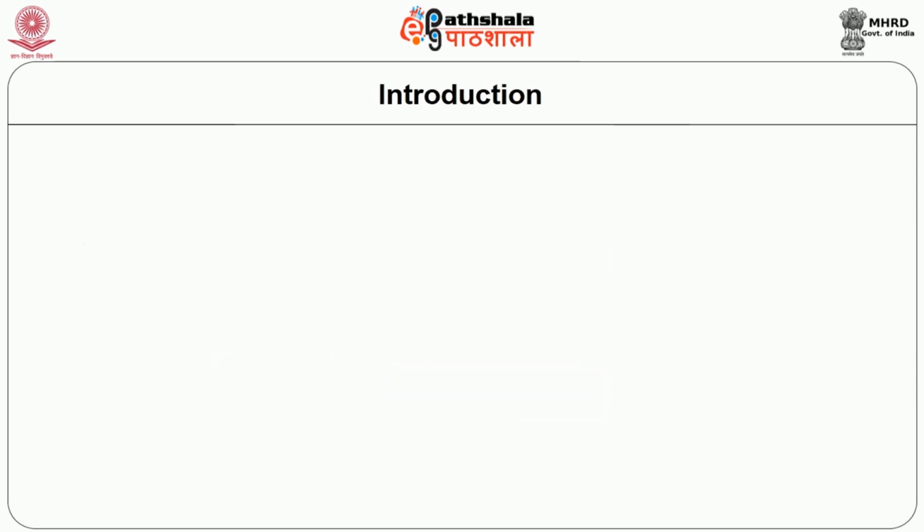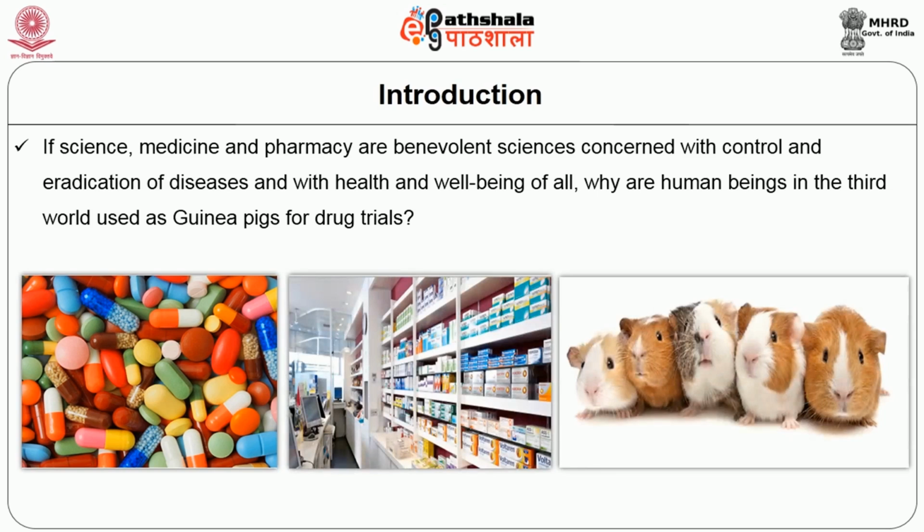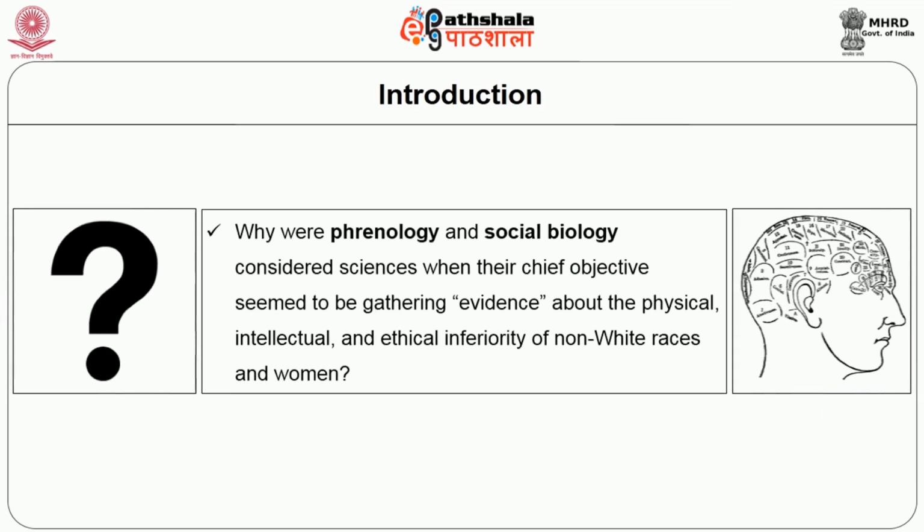Consider this: if science, medicine, and pharmacy are benevolent social sciences concerned with the control and eradication of diseases and with the health and well-being of all, why are human beings in the third world used as guinea pigs for drug trials? Why were phrenology and social biology considered sciences when their chief objectives seem to be gathering evidence about the physical, intellectual, and ethical inferiority of non-white races and women?